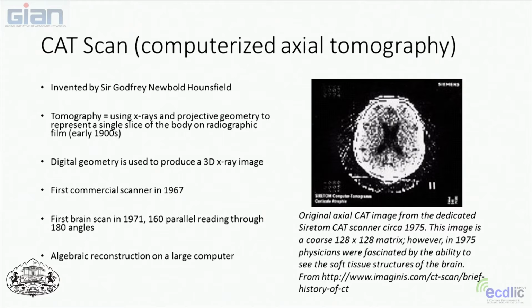angles. So I'm going to give you an overview of how you would reconstruct an image using a CAT scan. But they're done using algebraic reconstruction on a large computer. And of course, now a large computer is not as much of a worry as it was back in the 70s.